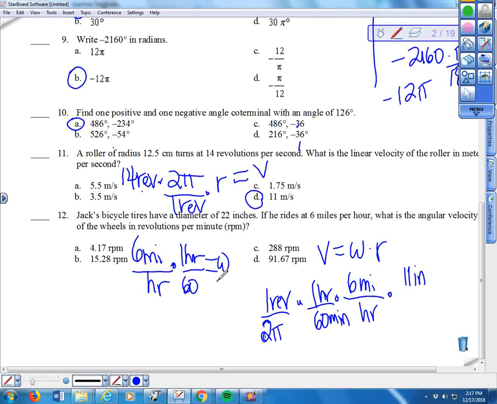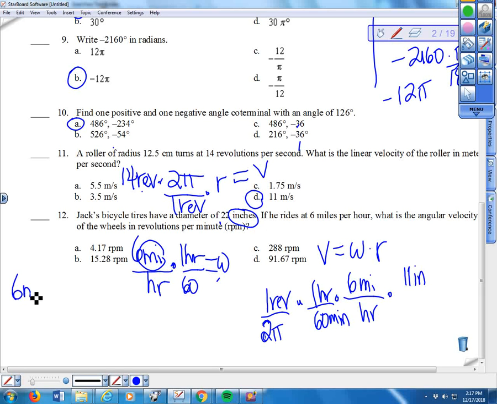Okay, what'd you do? So I converted 6 miles per hour into inches per minute. Oh, inches, that's my other issue. And then I divided it by 22, and I got 288. Okay, so you took 6 miles per hour and converted it to inches per minute. Okay, that's my problem. I still have miles and inches here, so that's not going to work.